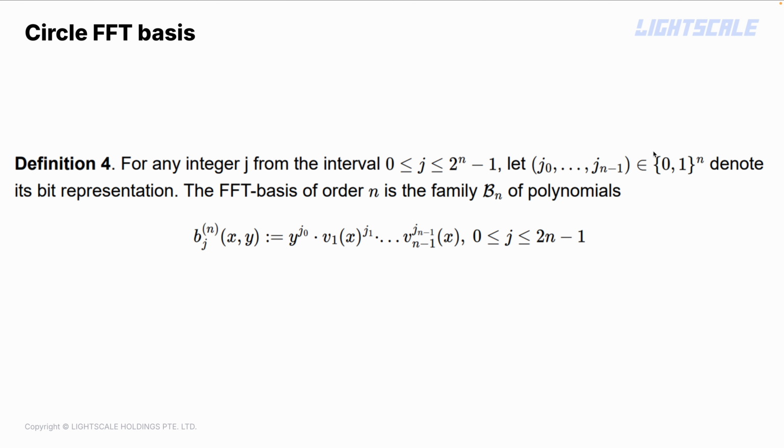Now we can define an FFT basis. So this j_0 to j_{n-1} is the bit representation of j. Then we can define the order n basis like this.